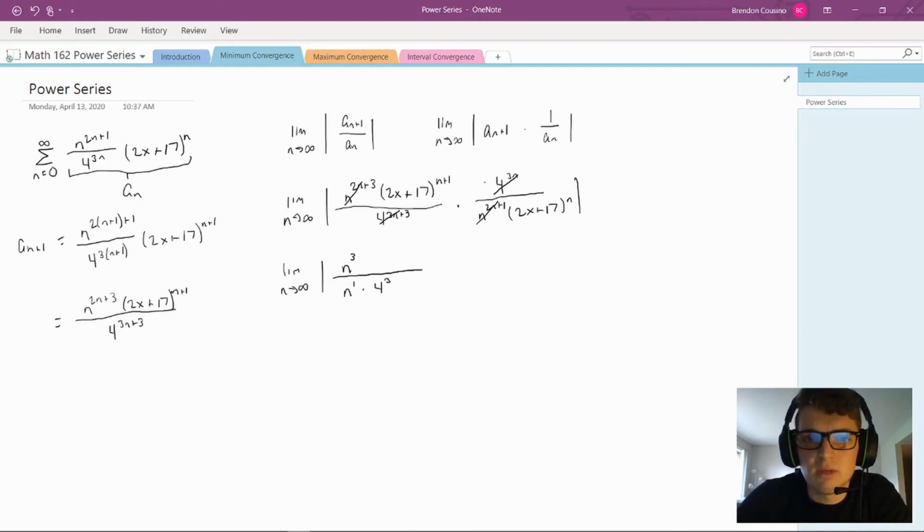And then I'm also going to be able to cancel out this 2x plus 17 to the n, and then this n that's in the exponent here. So then on the numerator, I'm going to be left with a 2x plus 17.